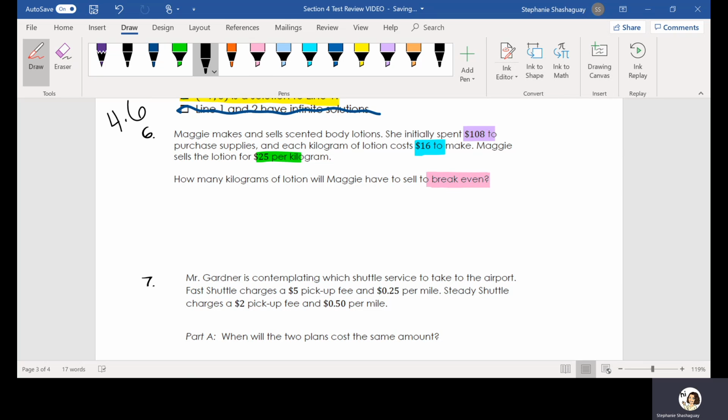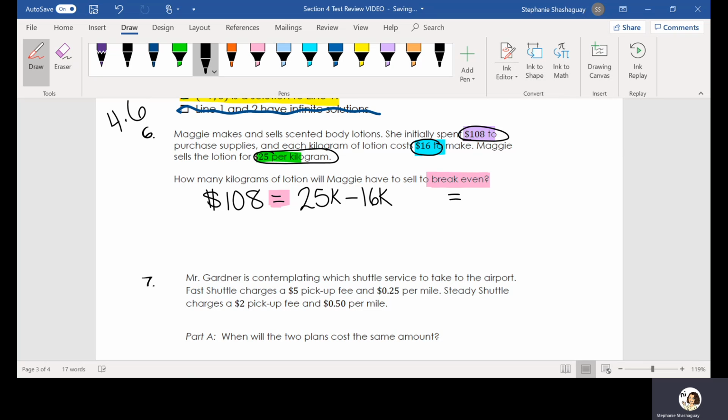Break even means when will they be equal? When will the amount that she spent, the 108, when will she make that amount of money back based on what she's making per kilogram on the lotion? So to set up this equation, you would have 108, and that needs to equal, because that's when they're going to break even, the 25 per kilogram that she sells it for minus the 16 per kilogram that it costs to make it.